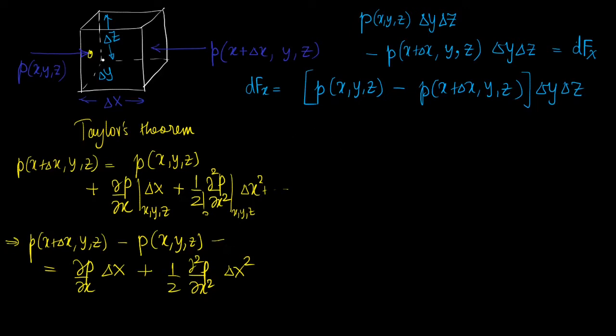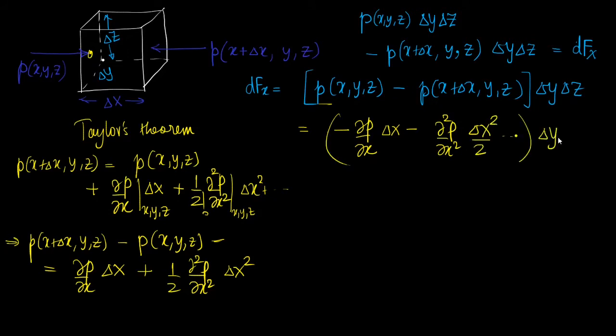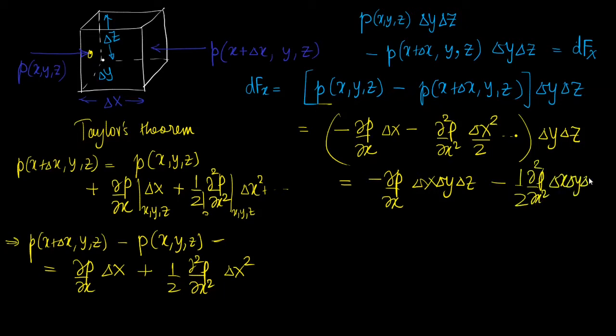If you substitute this over here, this whole thing will be equal to minus del P del x delta x minus del 2P del x2 delta x square by 2 and so on, times delta y delta z. So this is basically equal to minus del P del x, delta x, delta y, delta z, minus 1 by 2 del 2P del x2, delta x, delta y, delta z times another delta x, because we have delta x square over here.